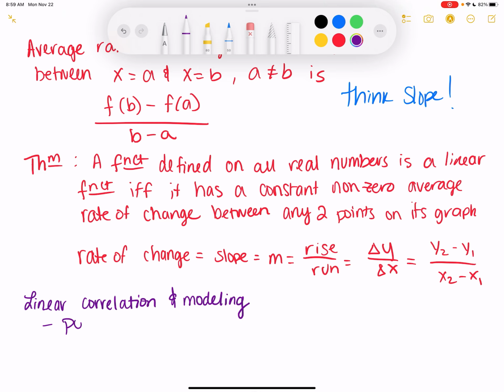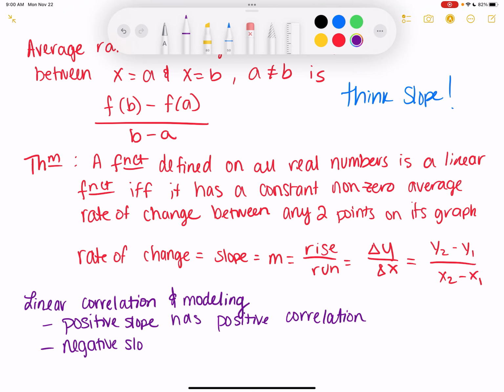Positive slope has positive correlation. Negative slope has negative correlation.